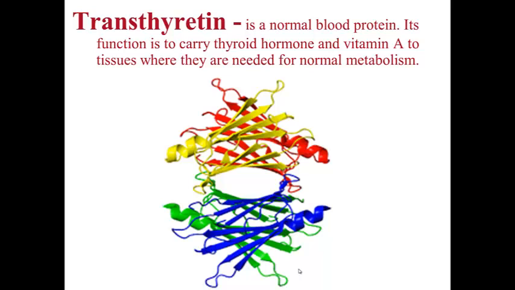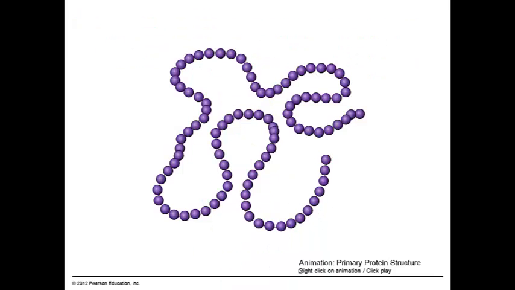So let's take a protein called transthyretin. Transthyretin is a normal blood protein. Its function is to carry thyroid hormone, so it would be an example of a transport protein. If we start by looking at the layers of structure of this protein, we'll get a feel of how all proteins are made. So let's start with what's called the primary structure.